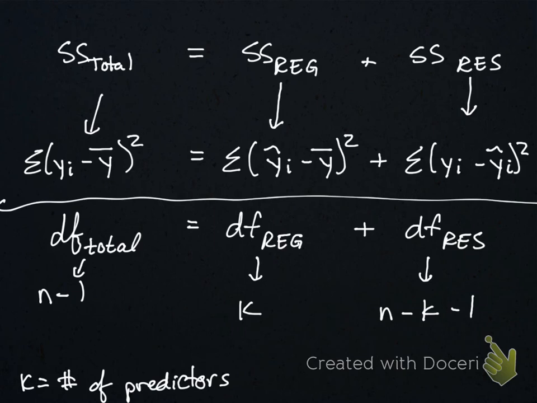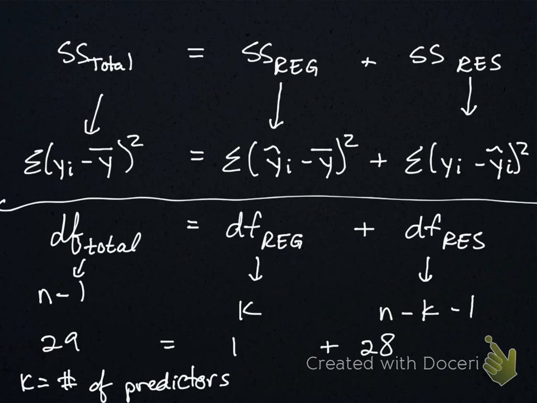But in this example, let's say we had a sample size of 30. Our degrees of freedom total would be 29. If we only had one predictor variable, then the degrees of freedom regression would be 1. And if we had, again, only one predictor variable, our degrees of freedom residual would be 30 minus 1 minus 1, or 28. So those are all the parts that we need to get those mean squares terms, which we can use for our F ratio.